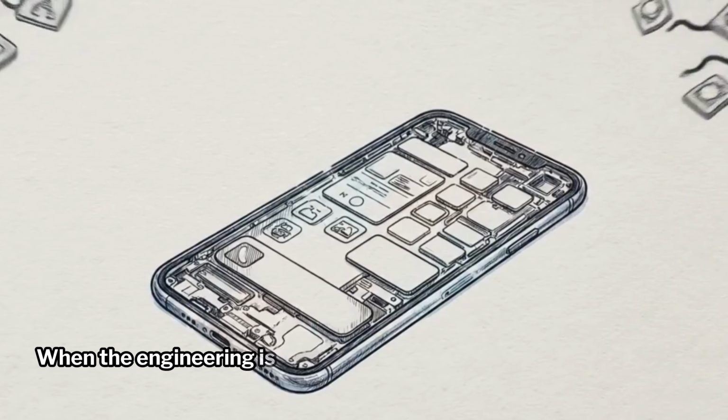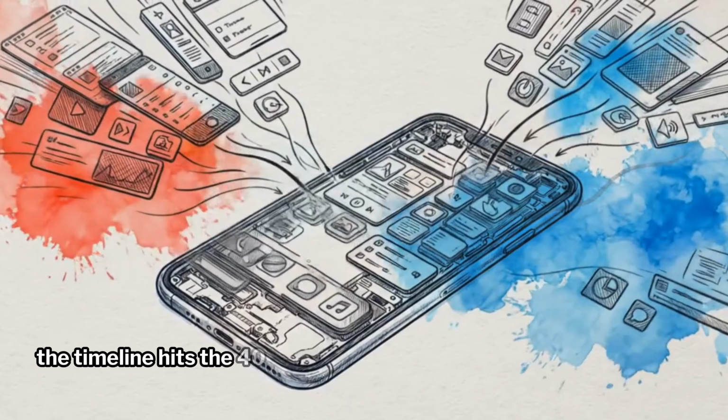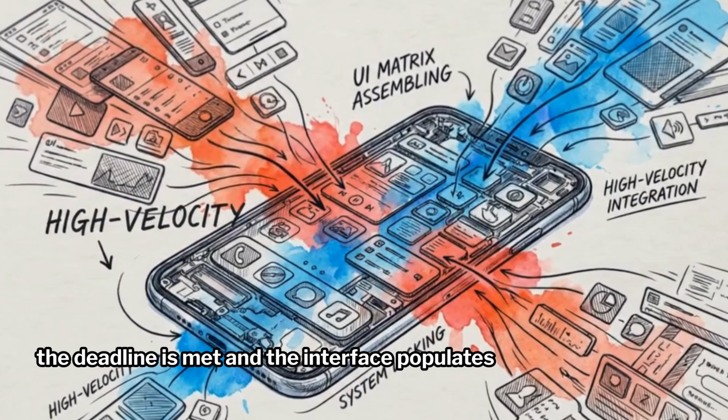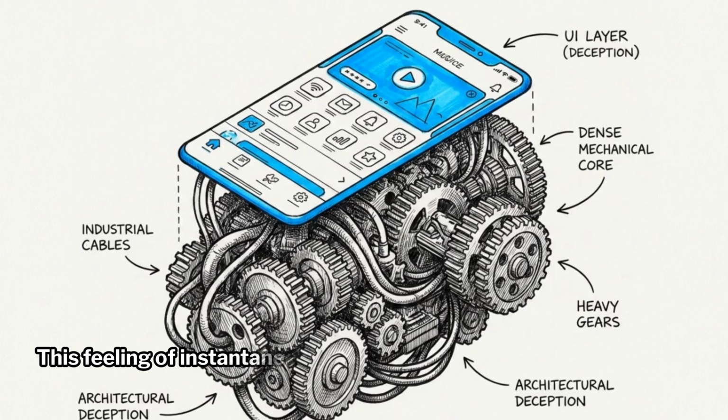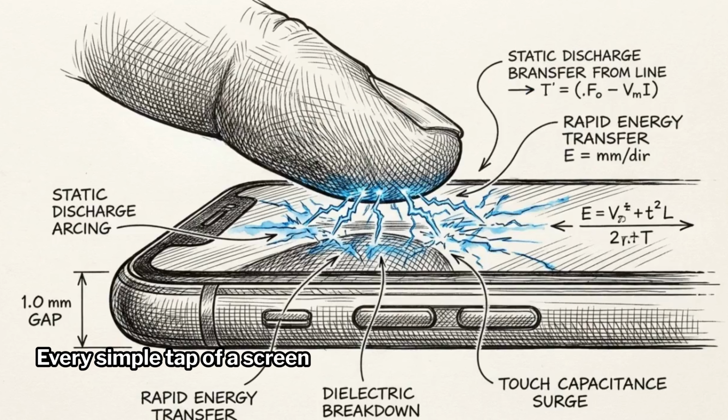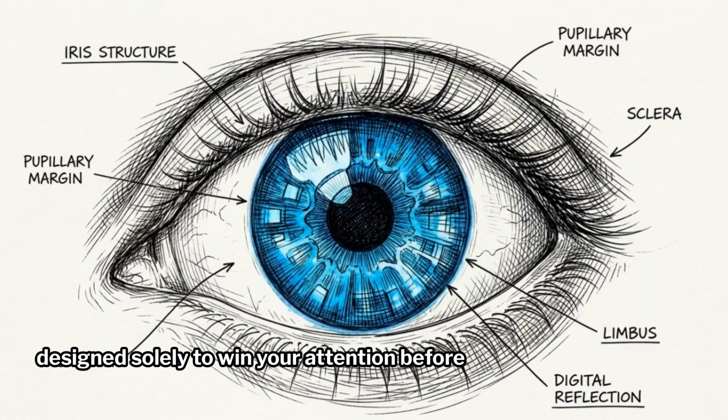When the engineering is precise, the timeline hits the 400 millisecond mark, the deadline is met, and the interface populates perfectly. This feeling of instantaneous digital gratification is a carefully constructed illusion, built through aggressive computational deferral. Every simple tap of a screen triggers a violently fast, highly orchestrated invisible war designed solely to win your attention before you can even blink.